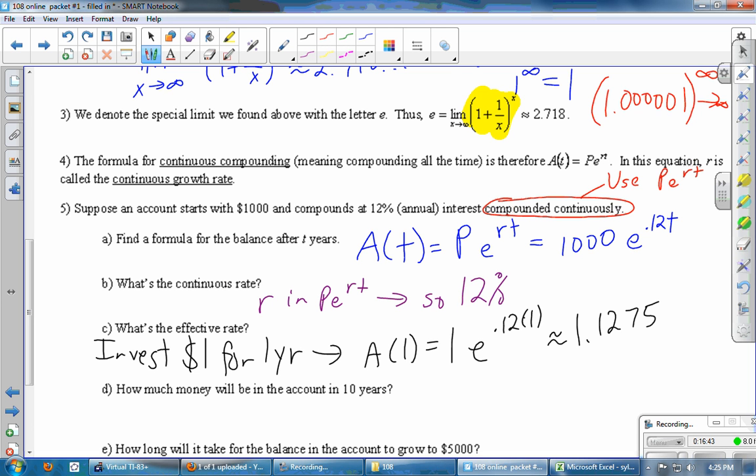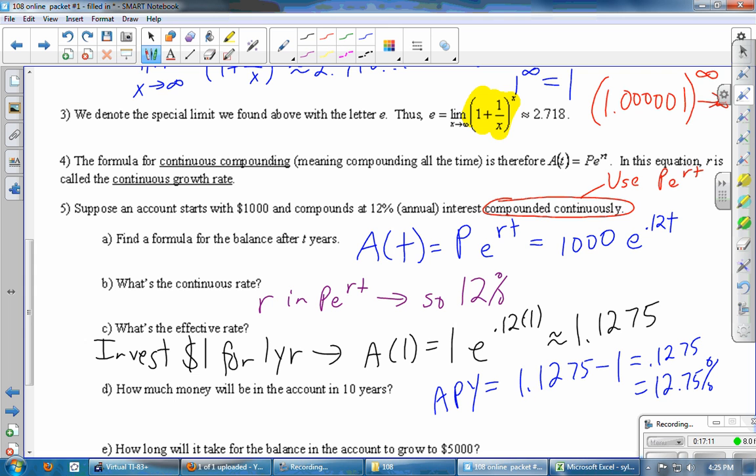So you have your dollar, but you also have an additional 12 cents and another 75 hundredths of a cent. That extra stuff is the interest, the effective rate. So the APY is this 1.1275, subtract off the dollar that you had, and we get 0.1275 or 12.75%.